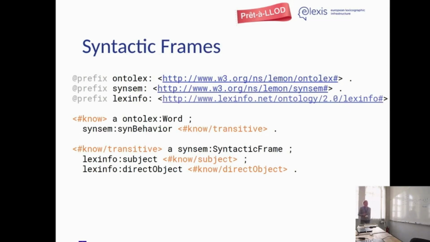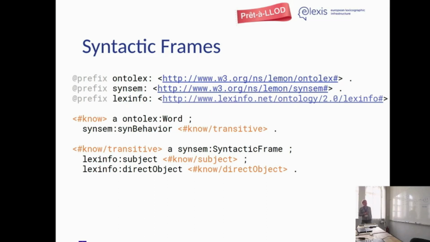So for example, we might say here that know is an OntoLex word. It has a syntactic behavior, that is, knows has transitive behavior. Know might also act in other ways, if you look into any formal verb frame catalogue. And you might say transitive is a syntactic frame.